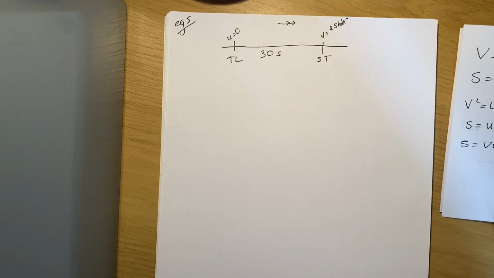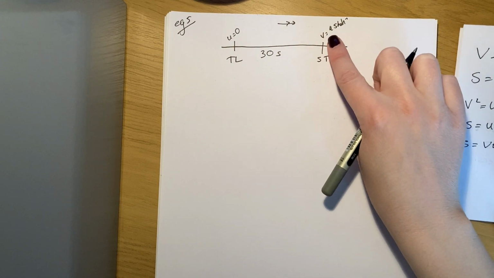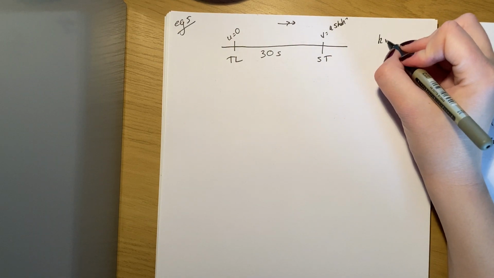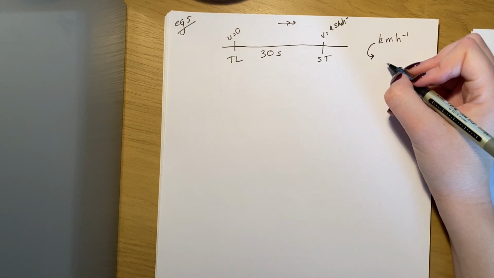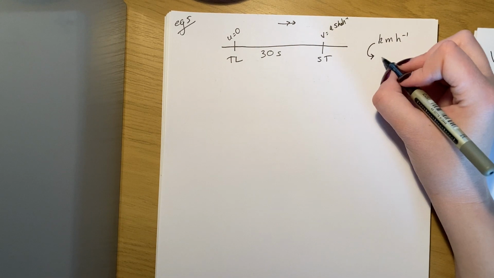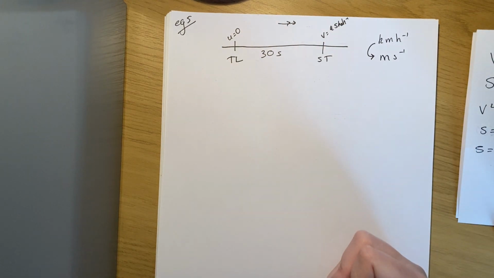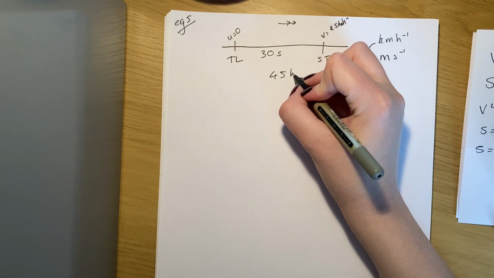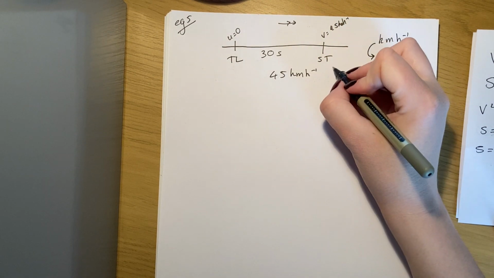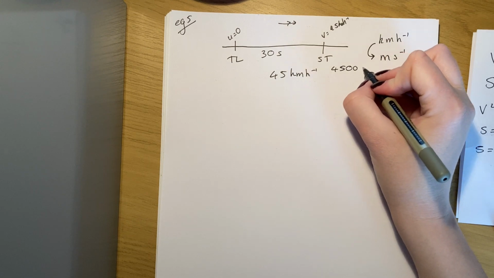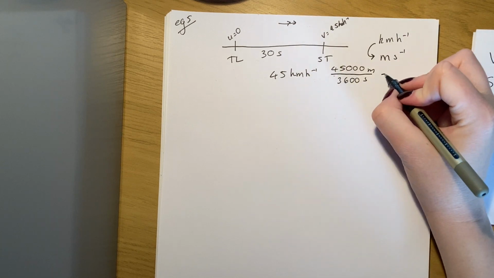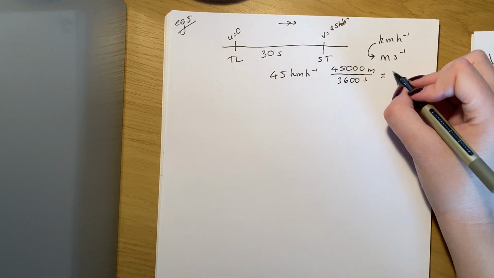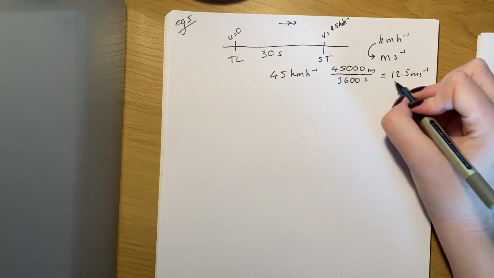Right. What is wrong with this? Well, we've got it in kilometres per hour. We need to calculate things in our SI units. So this was done in chapter 8. So we need to convert it to metres per second. So 45 kilometres per hour. 45 kilometres is 45,000 metres over 3,600 seconds. So it's actually 12.5 metres per second.